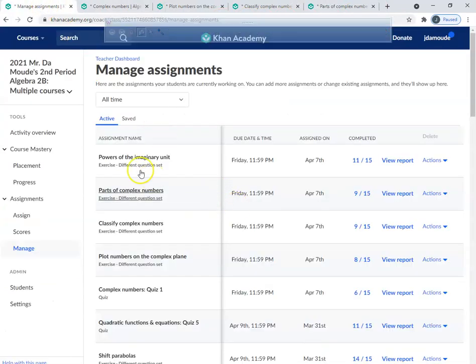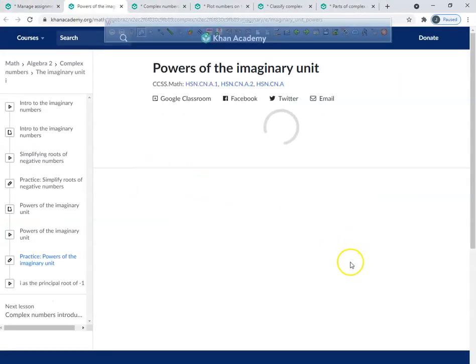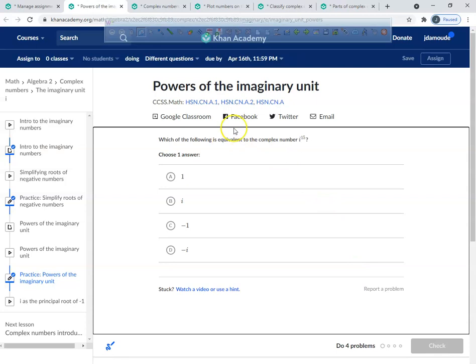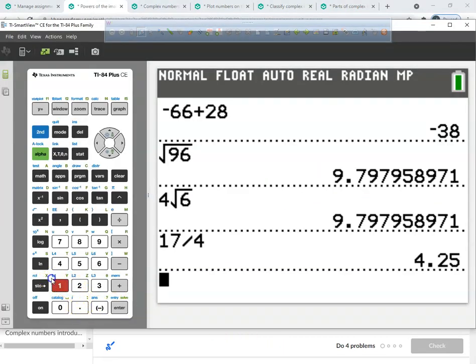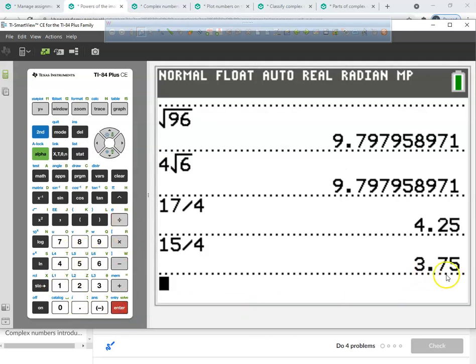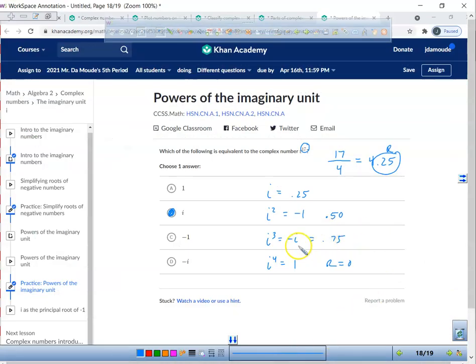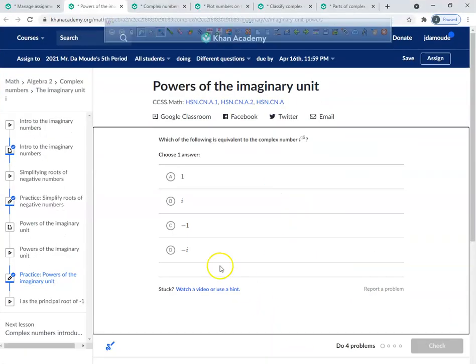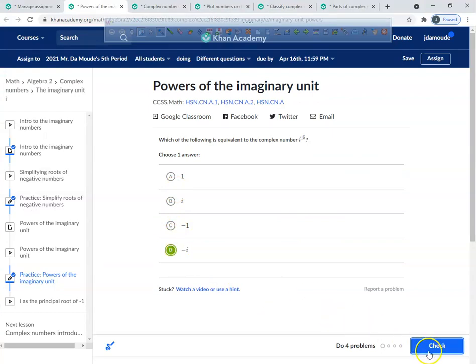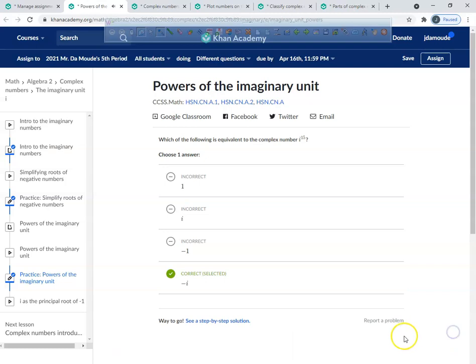I'm going to go to manage assignments. Go right back up there. So right here we have I to the power of 15. What are you going to do? You're going to do 15 divided by 4. You get 0.75. What did I say was 0.75? -I. So I'm just going to go -I. Okay.